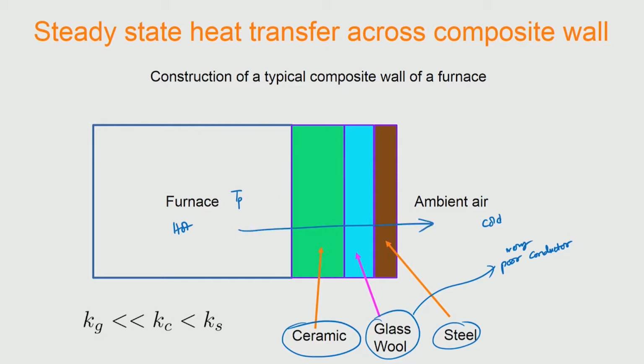So, we can design the wall, dictating the thicknesses of these different layers as well as the properties of these 3 layers, in such a way as to minimize this heat loss, so that we draw less power to maintain the furnace at the same temperature. We normally see that the thermal conductivity of the glass wool is very small compared to the ceramic, which is again smaller compared to the thermal conductivity of steel. So, the steel will have the highest thermal conductivity for this kind of configuration. We will look at how to go about drawing the schematic temperature profiles across the furnace.